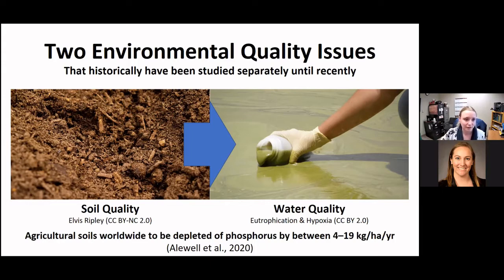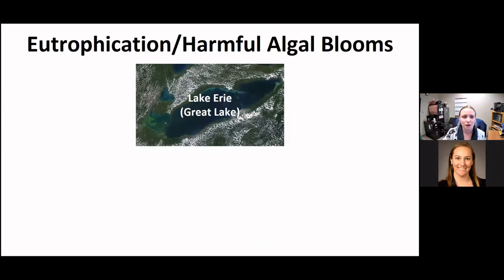On the topic of soil quality, soil P loss from agricultural systems will limit food and feed production in the future, with average losses of P due to erosion by water contributing over 50% of total P losses. Therefore, not only is P loss toxic for the aquatic environment, but the loss of it also means that we are running out of what we can apply as fertilizer adequately in the future for crop production, as this is a limited natural resource. And according to the same source, agricultural soils worldwide are to be depleted of phosphorus by between 4 and 19 kilograms per hectare per year. So that's soil quality. Moving on to water quality.